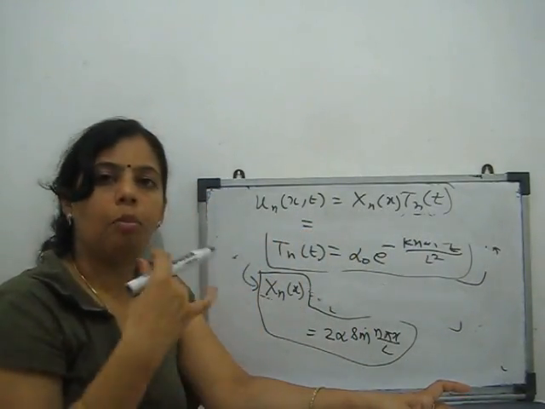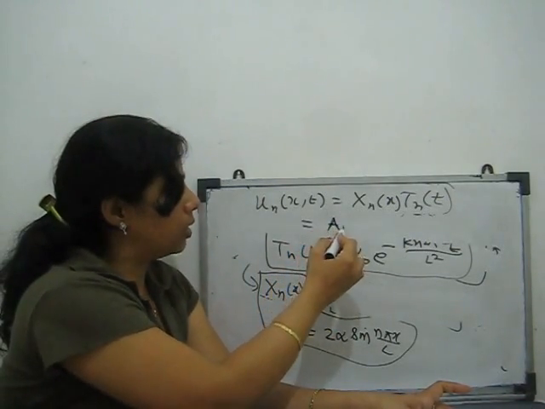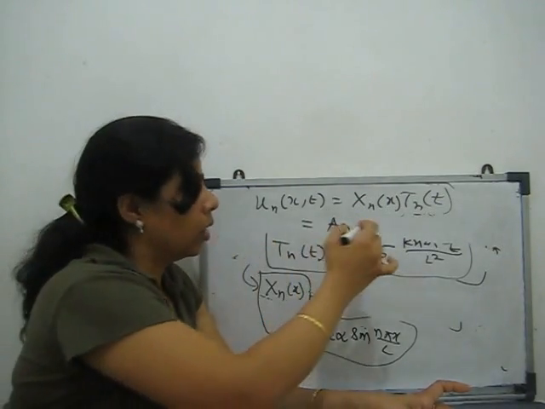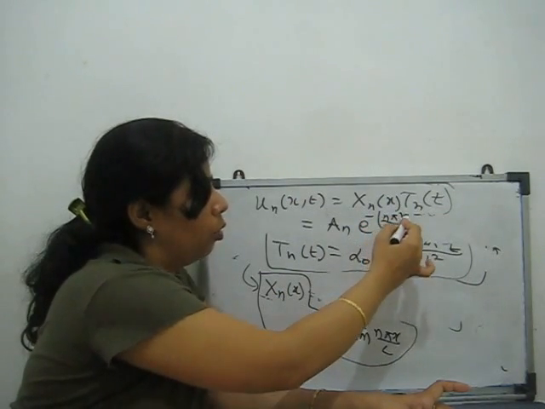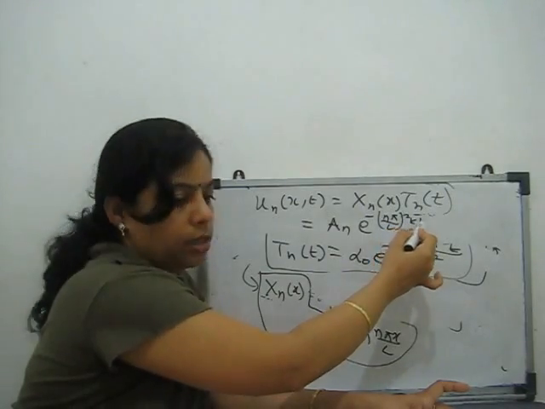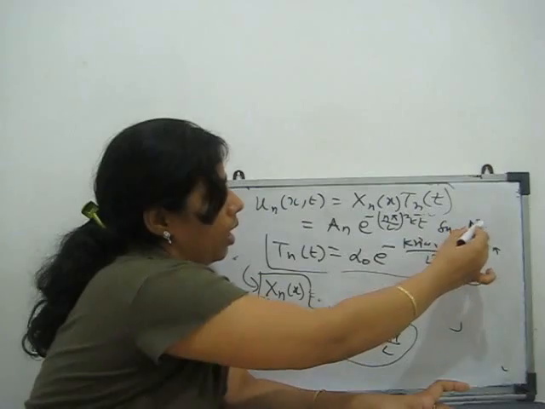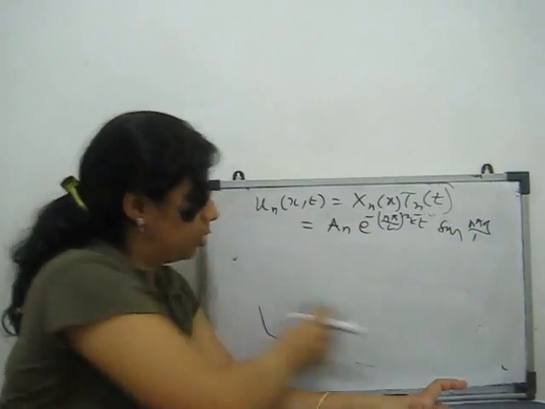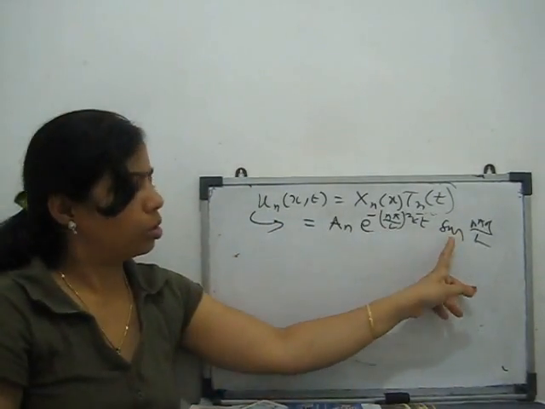We can say we combine all the constant alpha 0 in terms of an. We can say this is an e to the power minus (n pi by l) whole square, because this is n square pi square, into kt, sine n pi x by l. Clear? I omit all these things. Now see, un is equal to this.